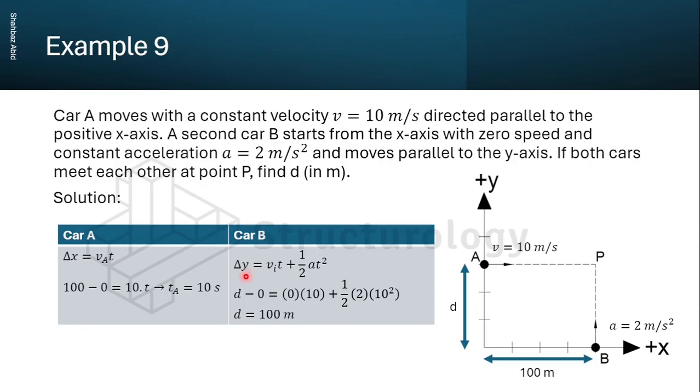So the delta y, basically the displacement in this direction, is equal to initial velocity times t plus half times a times t squared. We don't know the final position, which is d. We know the initial position is 0, since it started from the x-axis, so y is equal to 0 at this location. This is equal to initial velocity, which is 0 because it started from rest, times the time, 10, plus half times acceleration times 10 squared. So we get d equals 100 meters.